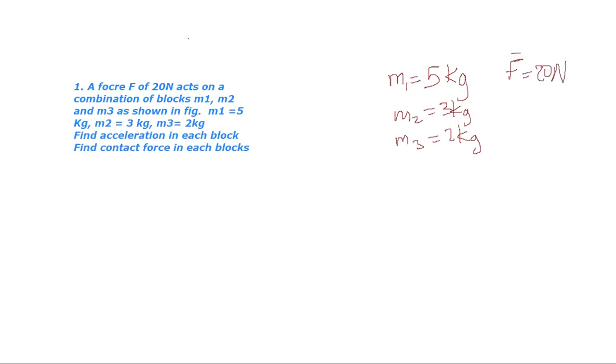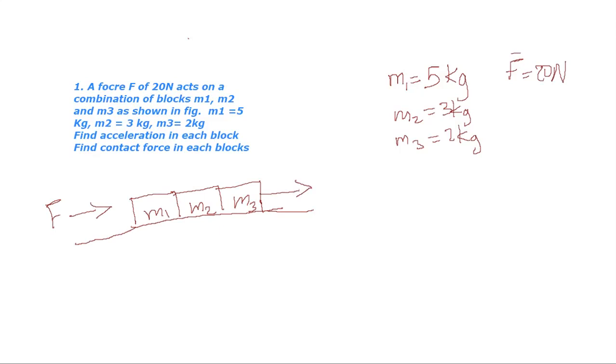First, let us represent this in an image. So we have three blocks, M1, M2, and M3, which are attached to each other as shown in the figure. Here we are applying a force in this direction, so these blocks move, which has an acceleration in the same direction.